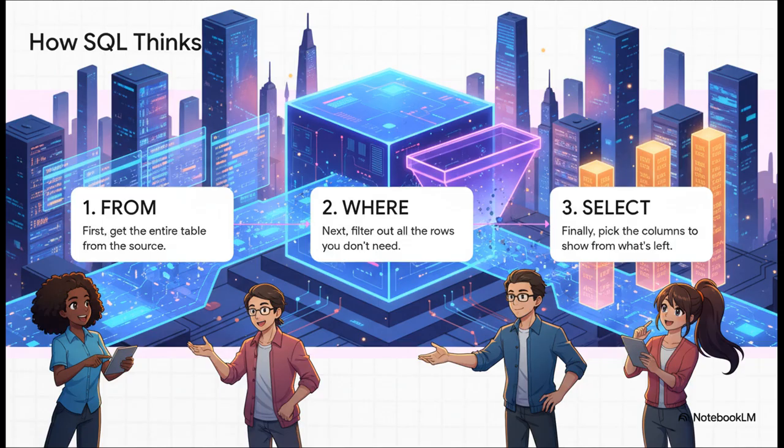Let's walk through what's happening inside the computer's brain. First, it sees from and grabs the entire table you asked for, throws it onto a virtual workbench. Second, it processes the where clause and goes through that table row by row, tossing out everything that doesn't match your filter. And only then, as the very last step, it finally looks at your select clause to pick out the columns you wanted to see from whatever's left over.